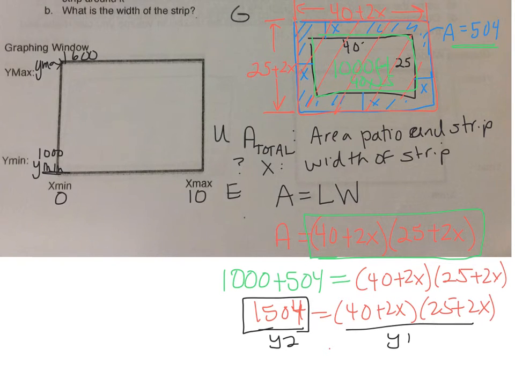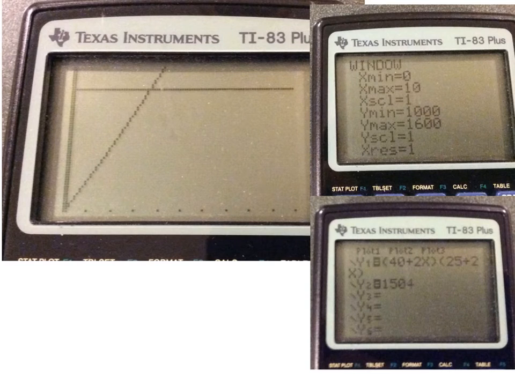Okay, so you can see here my x min is 0, my x max is 10, my y min is 1000, my y max is 1600 for the reasons I described on the last one. And here's the y1 and the y2 that match our equation, and the x wrapped around there. And here's our two lines. So here's y1 and here's y2.